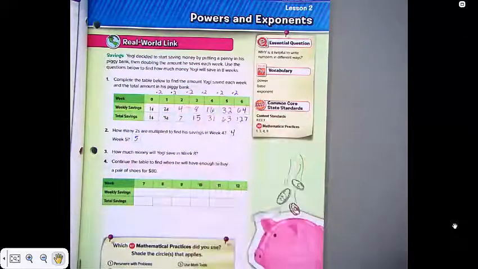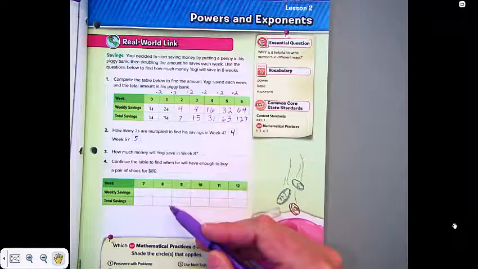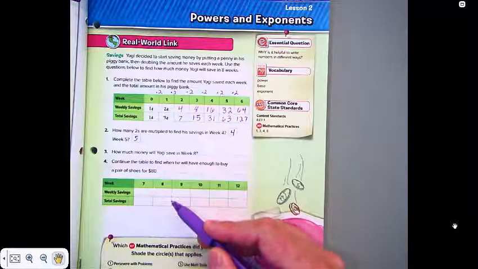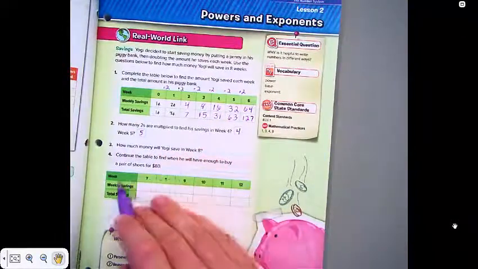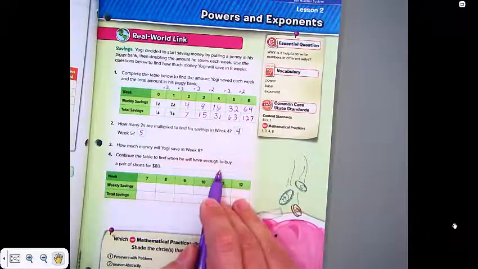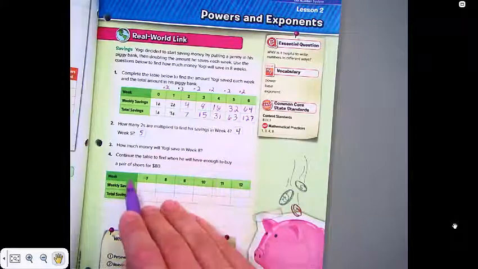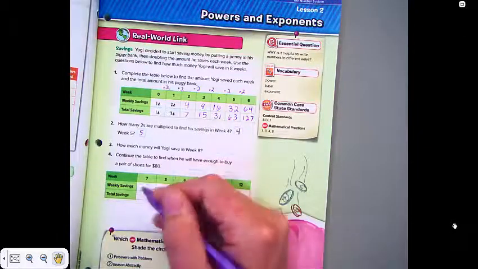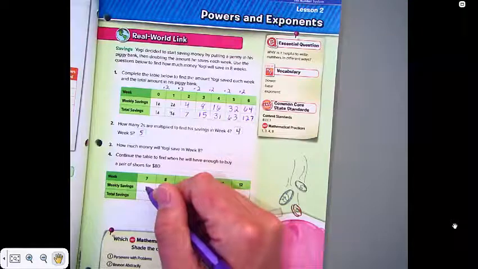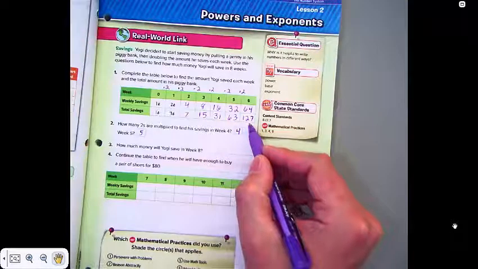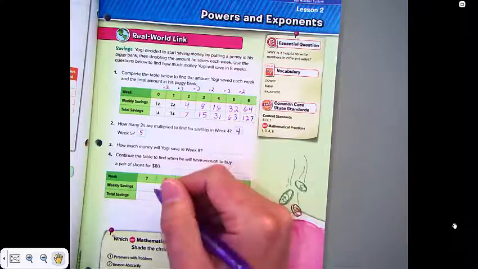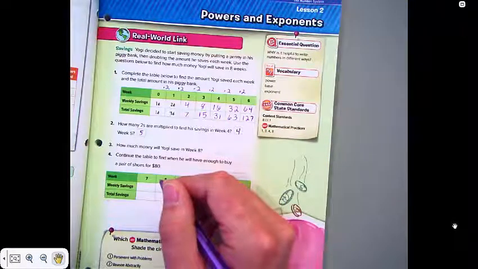How much money will Yogi save in week 8? Well, that's where we need to kind of go down here and finish part of the table. So as we look at that, it says how much money will he have in week 8? Continue the table and you find out if he will have enough to buy a pair of shoes for $80. Okay? So here we have week 7, where he has $1.27, so which is 127 pennies.